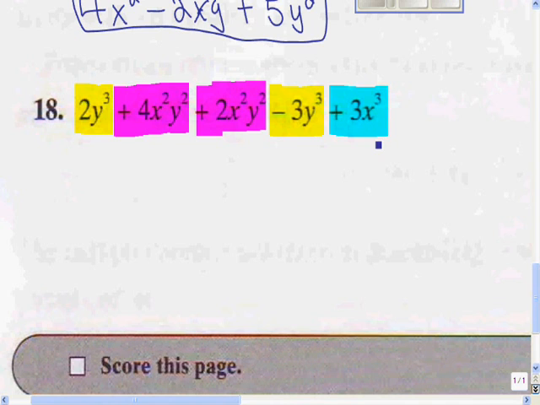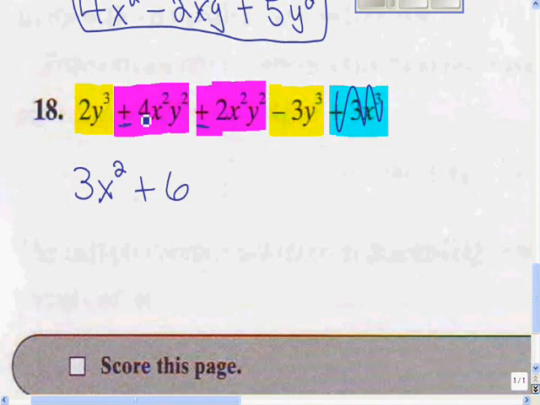Now the x should go first because x comes before y, so I'm going to put the 3x squared first. Cancel it out. Then I'm going to do the xy's because xy comes before y, so they're both positive, right? So that means I'm going to add 4 plus 2 is positive 6 because they're both positive. Positive 6x squared y squared.